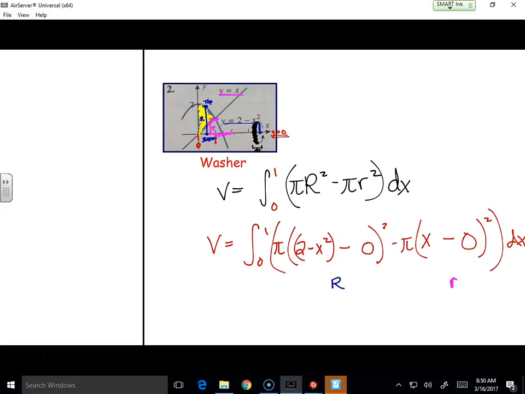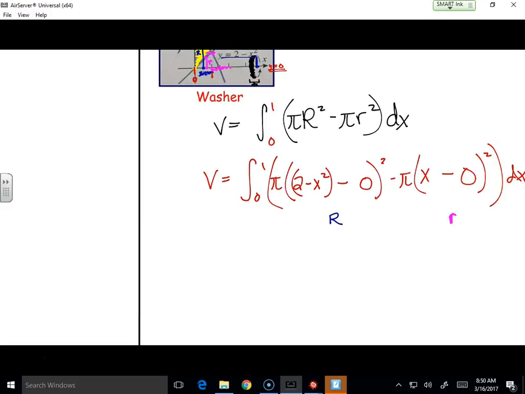Now, can we make this look prettier? Yes, but only once we have it all set up. Some of you are like, can we now pull out the pi? Fine. I'm just going to say, don't you dare forget about poor little pi. Okay?